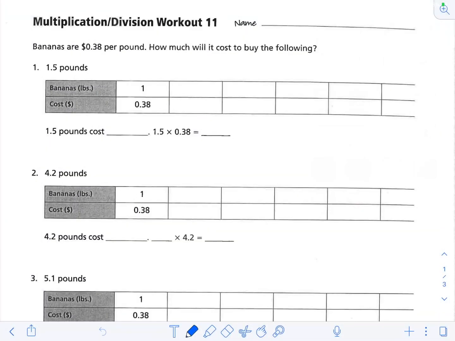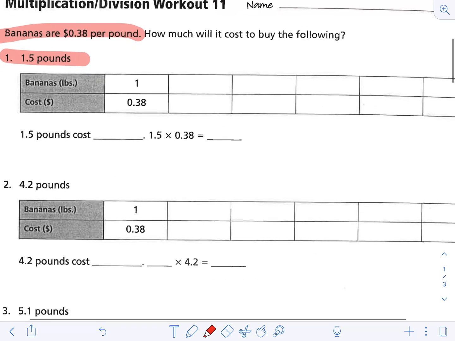Okay, now this is where kind of the fun is, because now we get weird problems that we don't really like to solve even when we did stacked or lattice. We have 38 bananas that are 38 cents a pound, and we have 1.5 pounds of them. So how can we think about this critically?